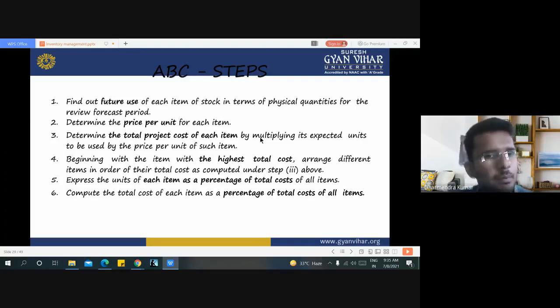Beginning with the item with the highest total cost, arrange different items in order of their total cost as computed under the previous steps. Express the total cost of each item as a percentage of total cost of all items, which we put in the different categories, like category A, category B, and category C.